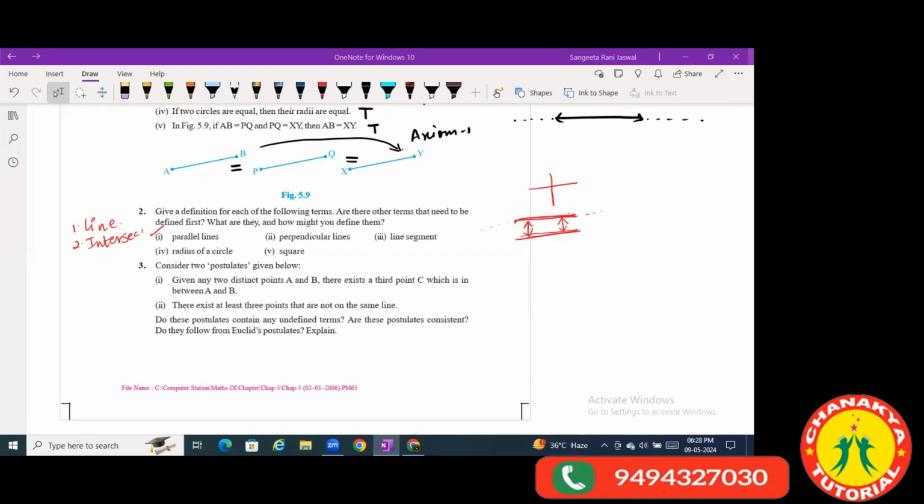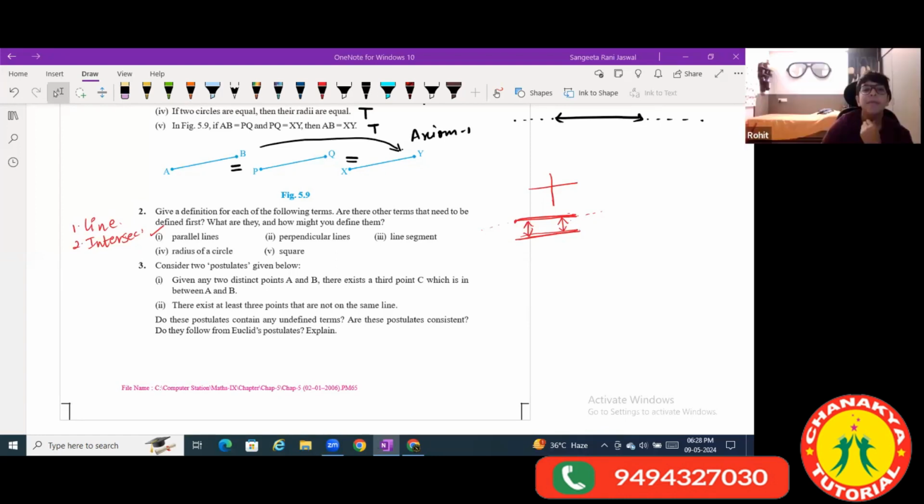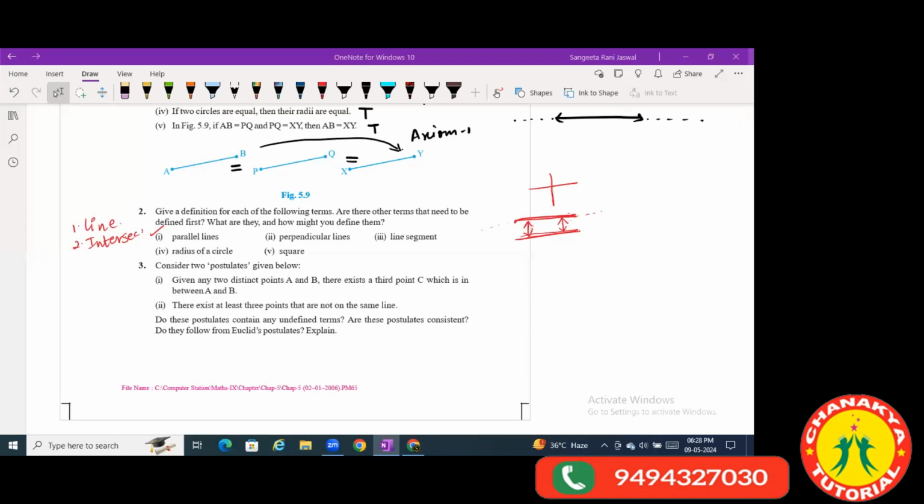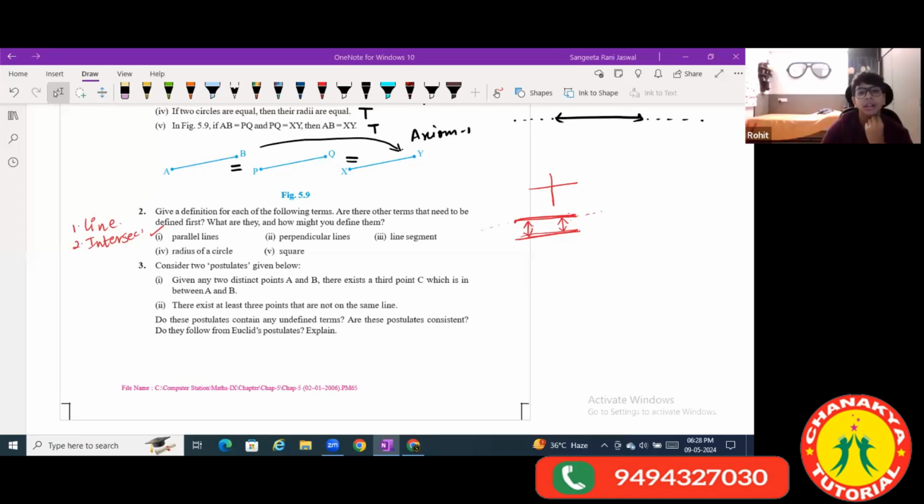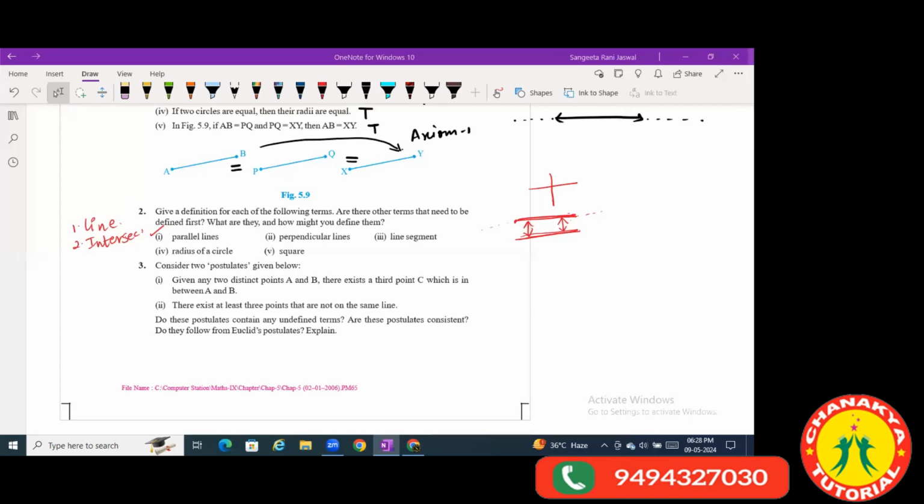Yes, Rohit, you have raised your hand. Ma'am, even for perpendicular lines, we need to write the same thing, right? For perpendicular lines also, you need to know about intersecting lines first, and what a line is. And the second thing is the angle. Perpendicular lines are two lines that intersect and make a right angle, a 90-degree angle, between them.